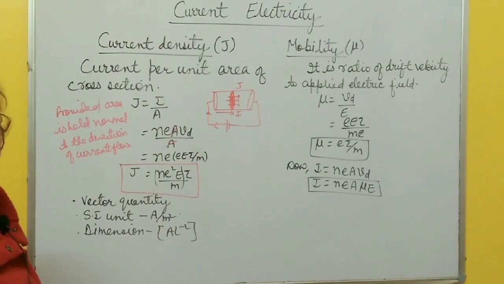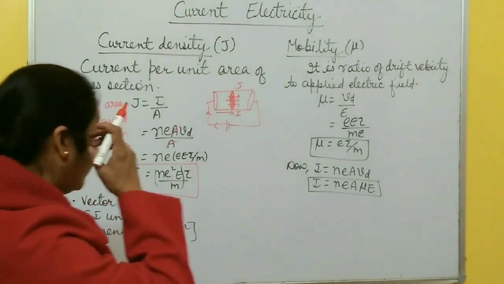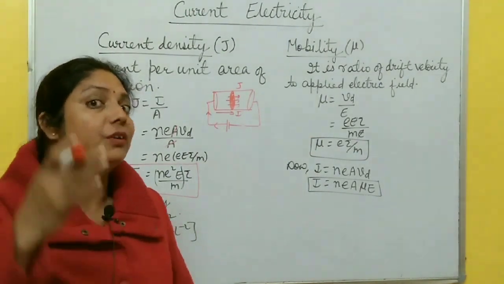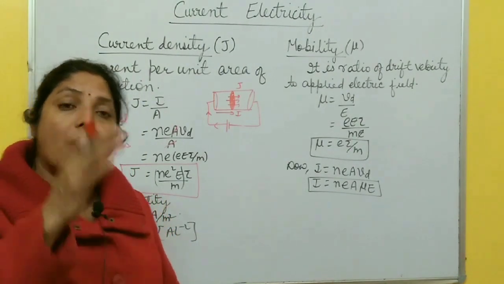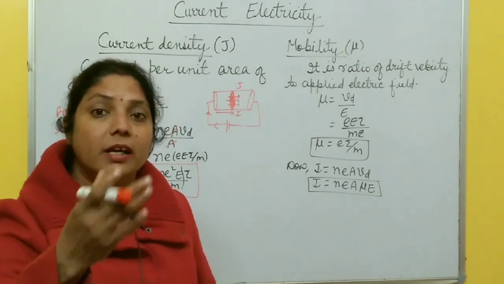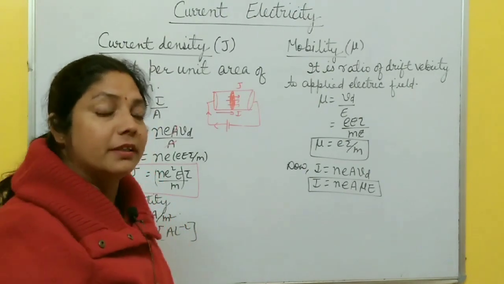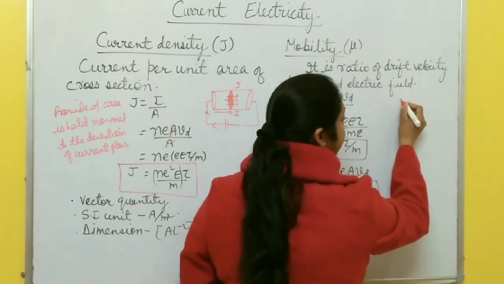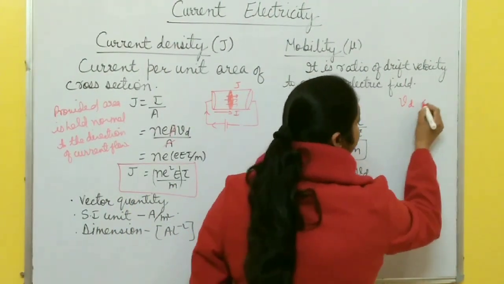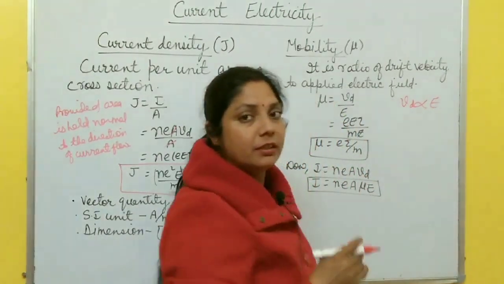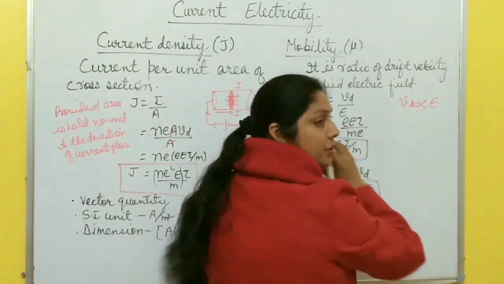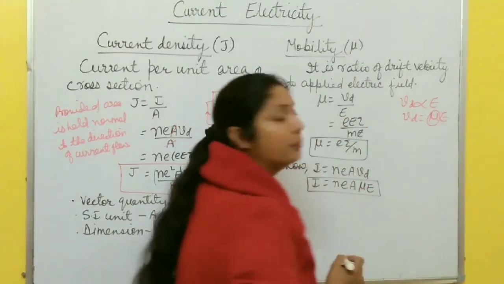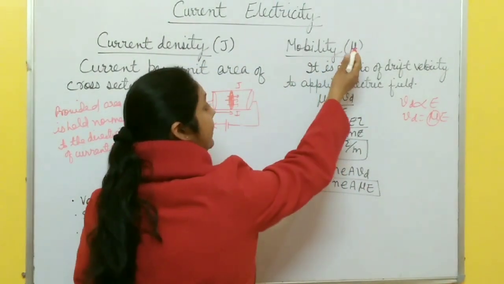Next one is mobility. What is mobility? When an electric field is applied, the electron starts drifting towards the positive end of the conductor. So how fast an electron is moving under the application of an electric field, that term is represented by mobility. You can write it this way: when an electric field is applied, the drift velocity of the electron increases, so Vd is proportional to E. Greater the electric field, greater the drift velocity of the electron. So Vd is equal to mu E. This mu is called mobility. Mobility is represented by mu.